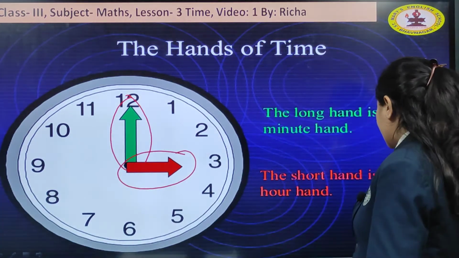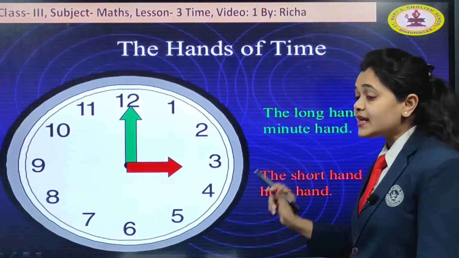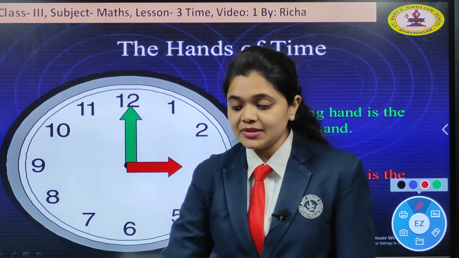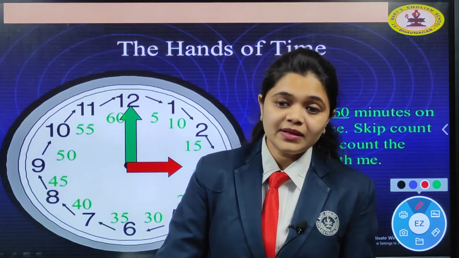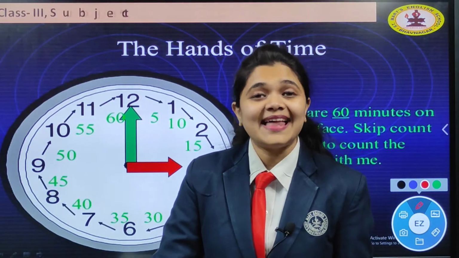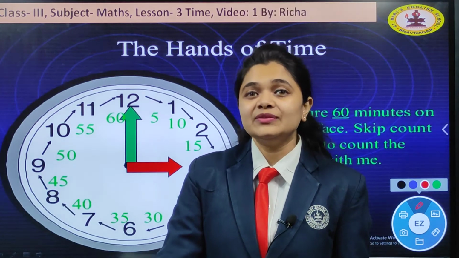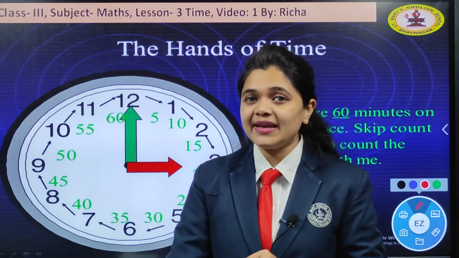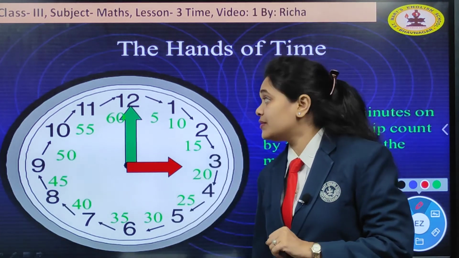Can anyone tell me which table we use to determine the time? Anyone over here? Yes, that is correct. We use the table of 5. Let's see how we use it.